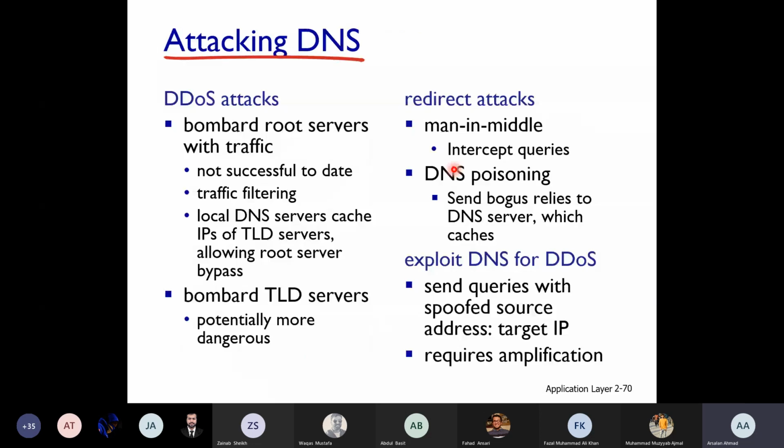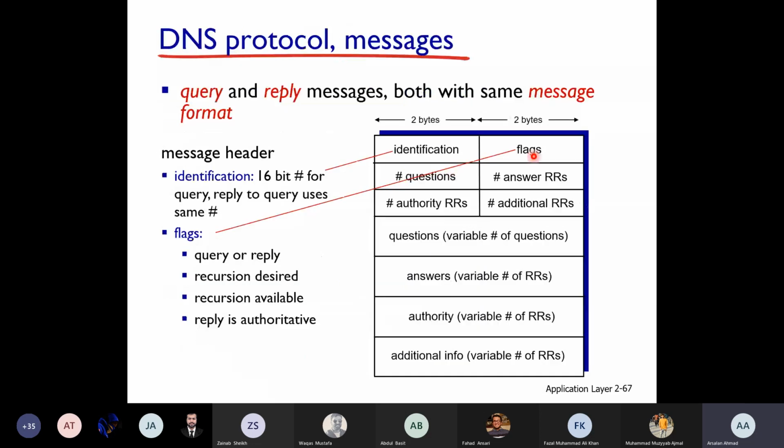No, it's not mentioned here. Anyway, I can highlight the bit. It's over here, in the flag. There are 2 bytes of flag, and there is a single bit which says recursion desired. So the local name server will request that I desire recursion from you. And the recursion will either be available or not available.